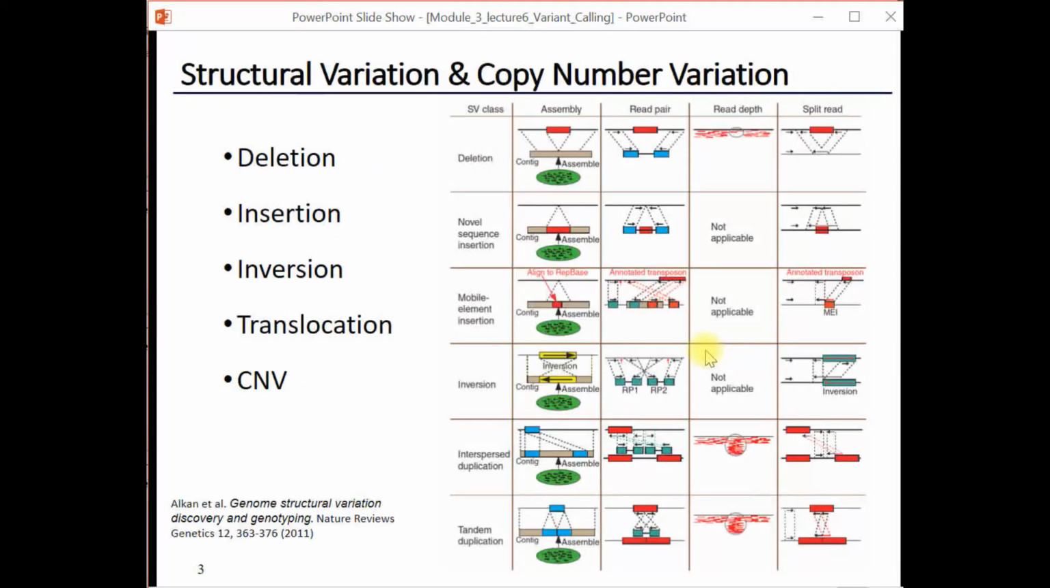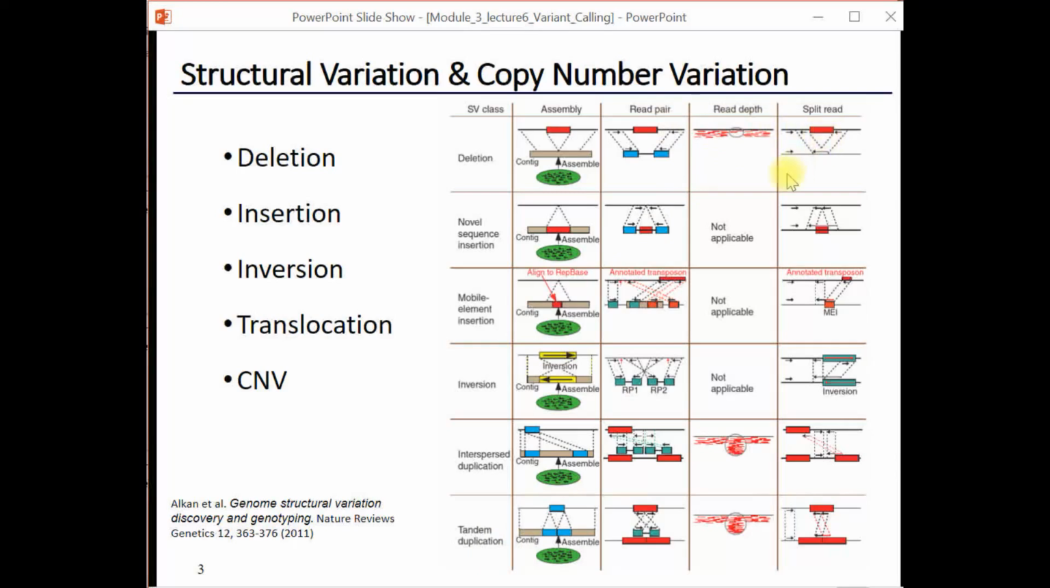Structural variation and copy number variation include a large section of deletion, a large section of insertion, either novel sequence insertion or mobile element insertion, inversion, or duplication. Depending on whether the duplicated part is relatively far away, it's an interspersed duplication, or if it's next to each other, then it's a tandem duplication or tandem repeats.